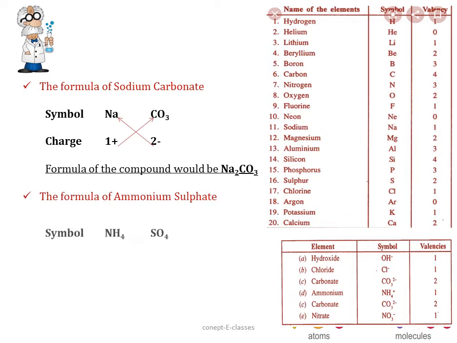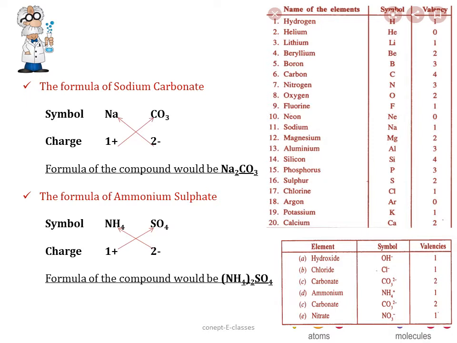For ammonium sulfate, we have the following constituents: ammonium, which is NH4, and sulfate, which is SO4. The charge for ammonium is 1 plus and for SO4 it is 2 minus. Then we cross over, and the formula of the compound would be (NH4)2SO4.